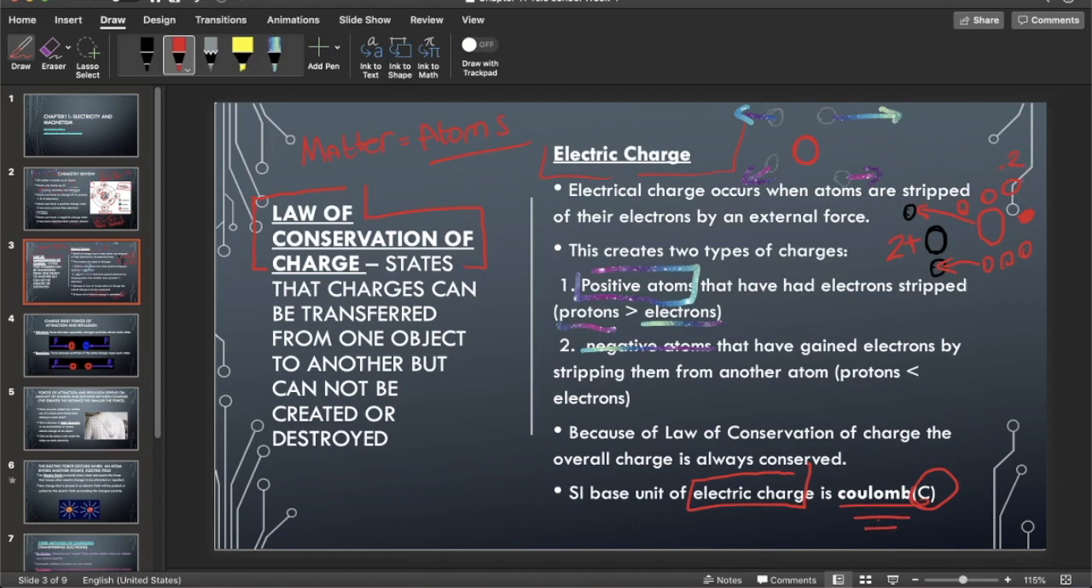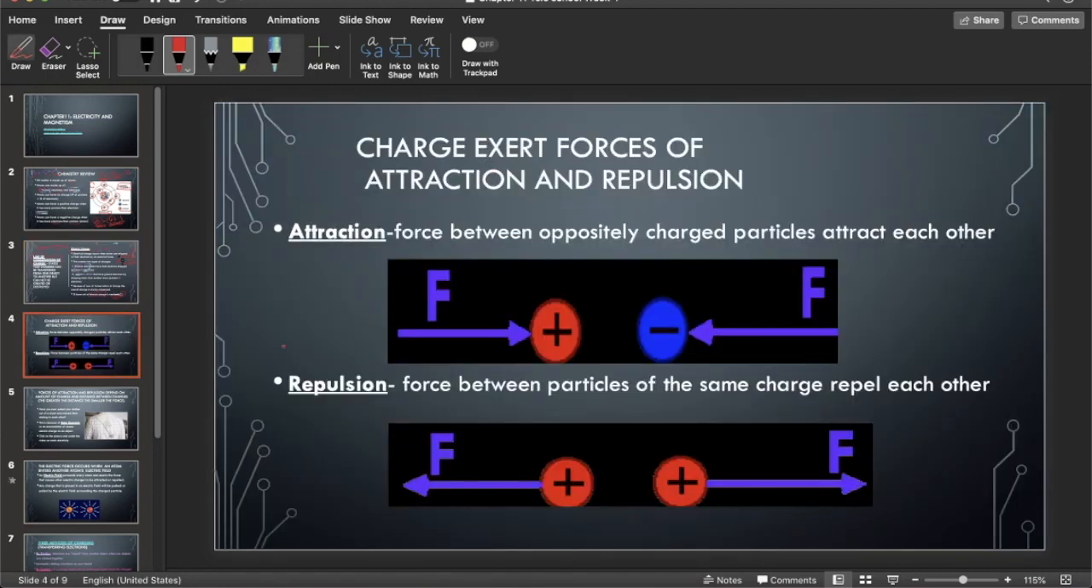That one would probably have a negative 2 charge if we were just looking at it that way. Okay? But that aside, let's go to the next slide, okay?